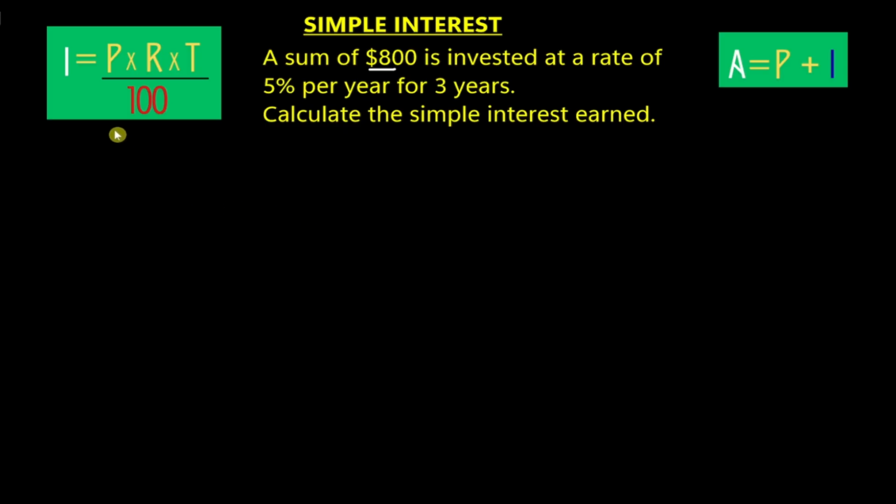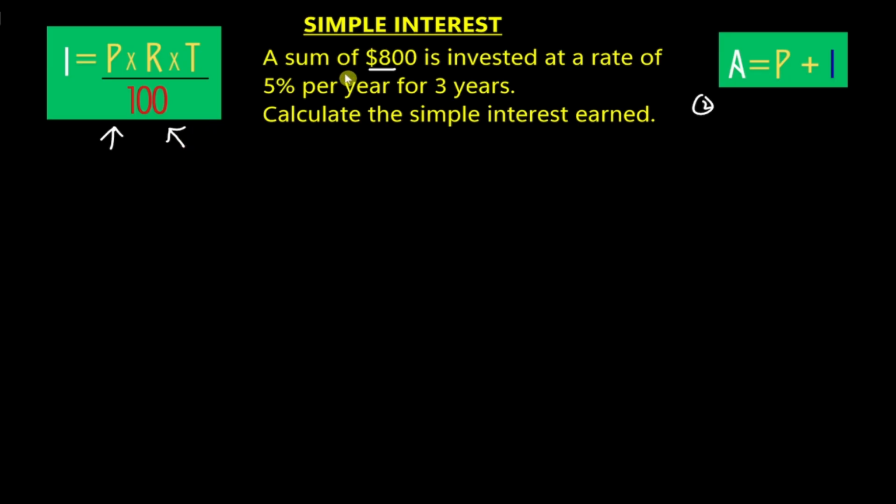The first one is the interest, which is the I, equal to the P, which is the principal, times R, which is the rate, and then T, which is the time, over 100. And also the formula over here is used when you are calculating the total amount to be paid, which is the principal plus the interest. But in this question, we are going to use the first formula.